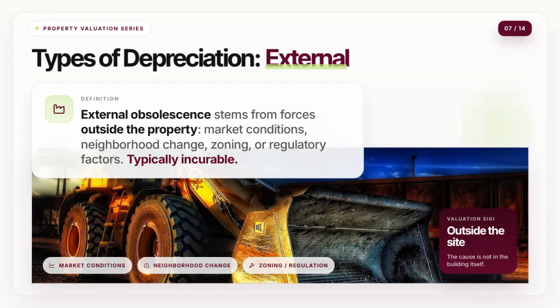External depreciation is a type of depreciation that comes from factors outside the property itself. These forces can include changes in market conditions, shifts in the neighborhood, or new zoning and regulatory rules. Because these causes originate outside the property, they are usually considered incurable, meaning you can't fix them through repairs or improvements to the building. Instead, they impact the property's overall value and must be accounted for when assessing its worth. Understanding external depreciation is crucial for making accurate property valuations, as it signals changes in the broader environment surrounding the site.